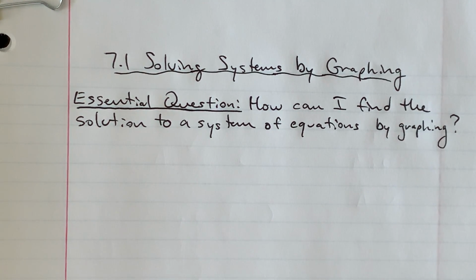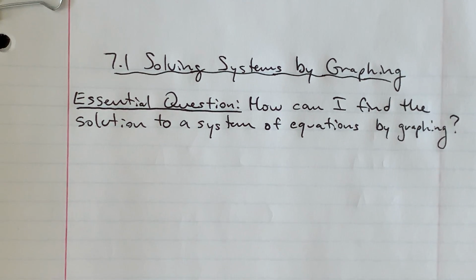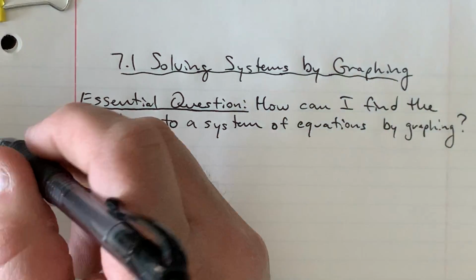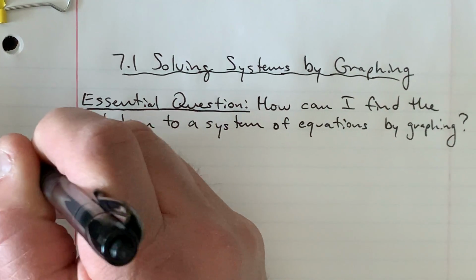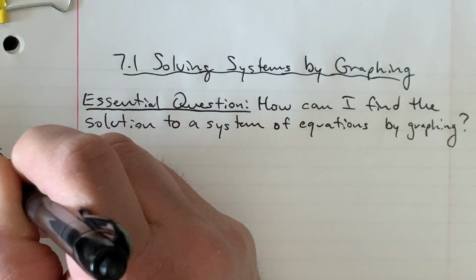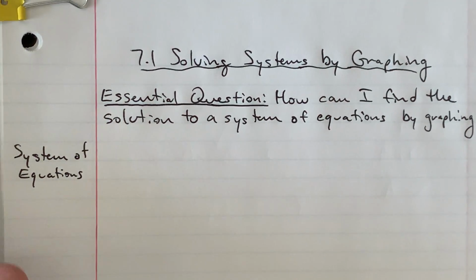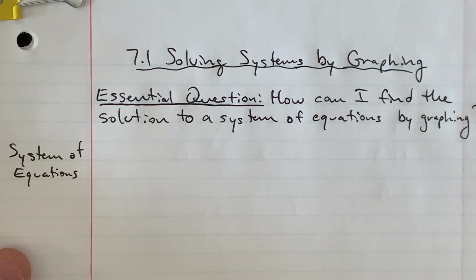All right, folks, today we're going to talk about our new unit, 7.1, solving systems by graphing. And our essential question is, how can I find the solution to a system of equations by graphing? All right, so you may be wondering to yourself, what is a system of equations? So let's define that.